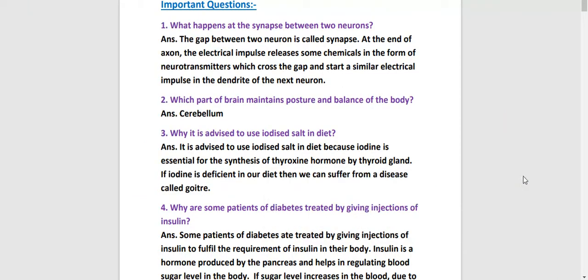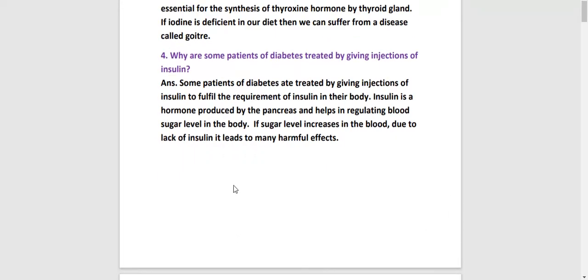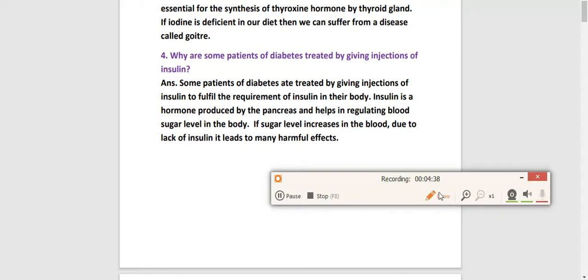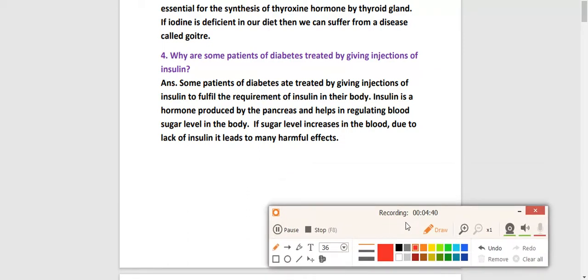Now come to question number 4. Why are some patients of diabetes treated by giving injections of insulin? You've heard about the disease diabetes. I think you all know about diabetes because it's a very common disease nowadays, right?